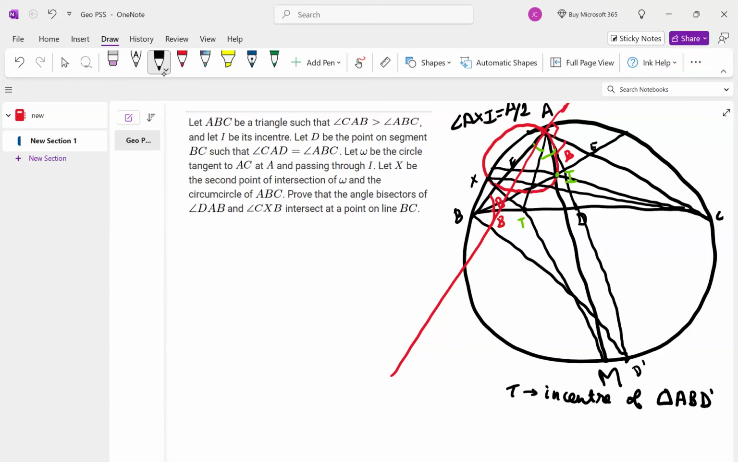I think X is a very weird point. Yeah, that is true. So X is like some random intersection of MT with the circumcircle. So maybe we can find something nicer about T that could help us work with X better.